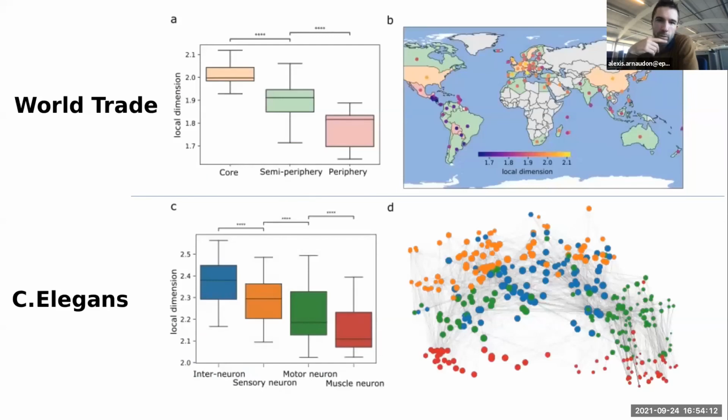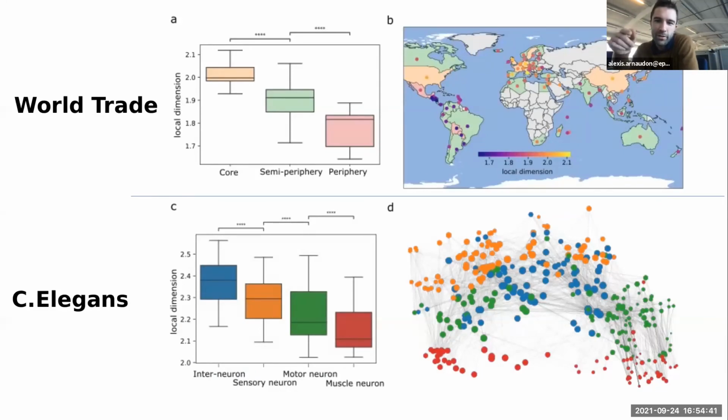And then these were other examples we tried. This one was the world trade of metals. So we have edges between countries if they trade metals in the 90s. And then there is this well-known classification of countries into core countries and semi-peripheral and peripheral countries. And then we see that basically the local dimension is able to statistically differentiate these types of countries just by the graph structure. And we'll go again to the C. elegans.